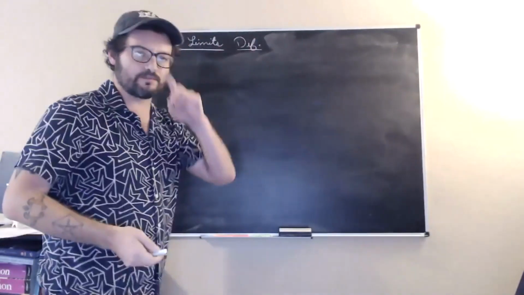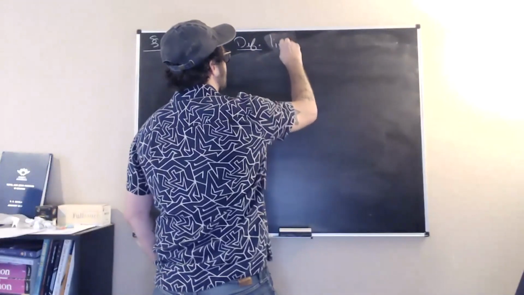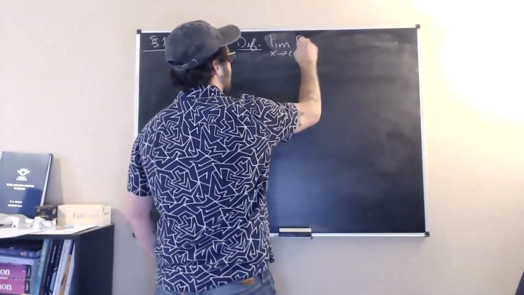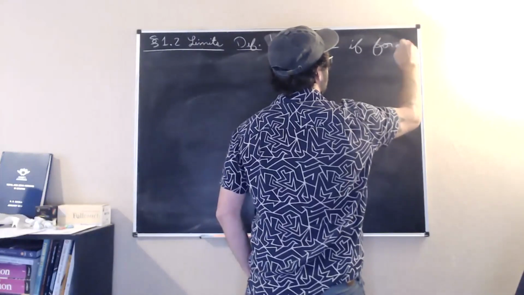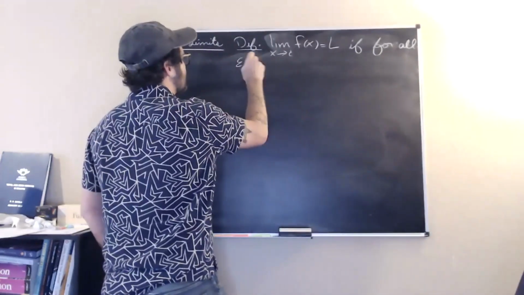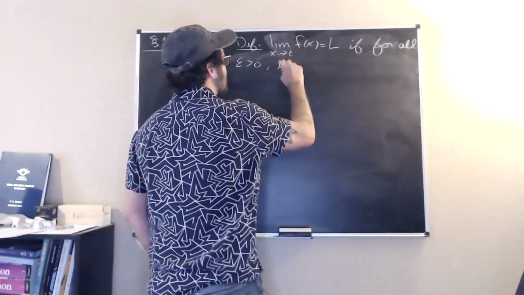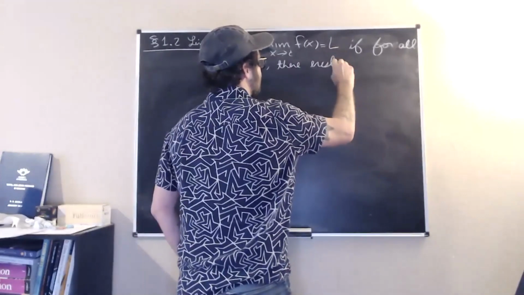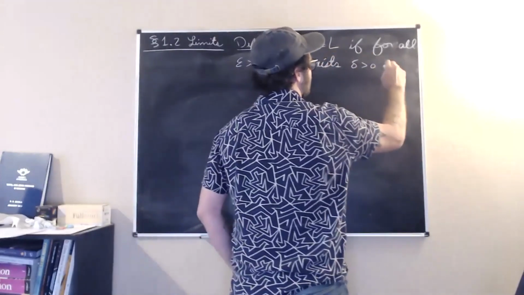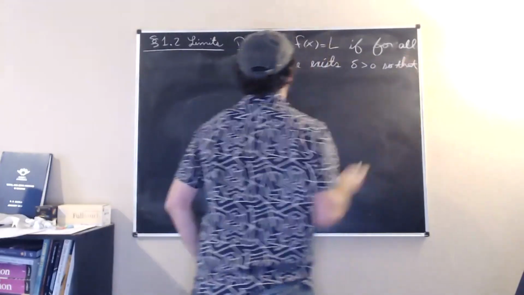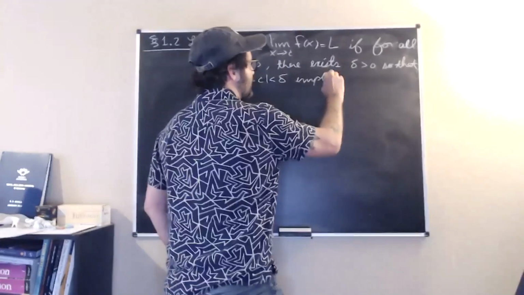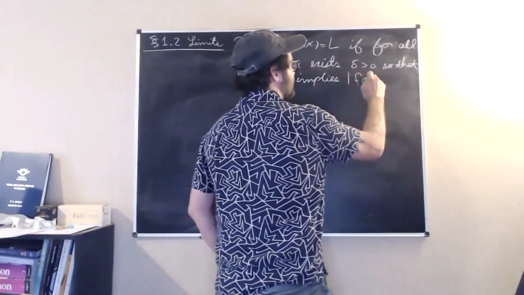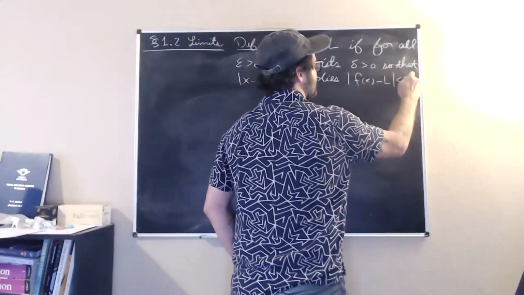All right, so here's the definition, or a modification of the definition, you'll see in your textbook. The limit as x approaches c of f of x equals L if for all epsilon greater than 0, there exists delta greater than 0, so that the absolute value of x minus c less than delta implies the absolute value of f of x minus L is less than epsilon.